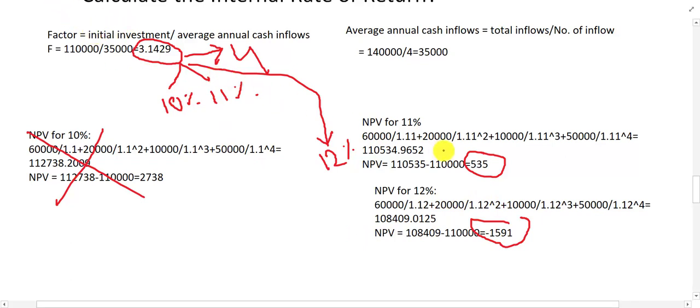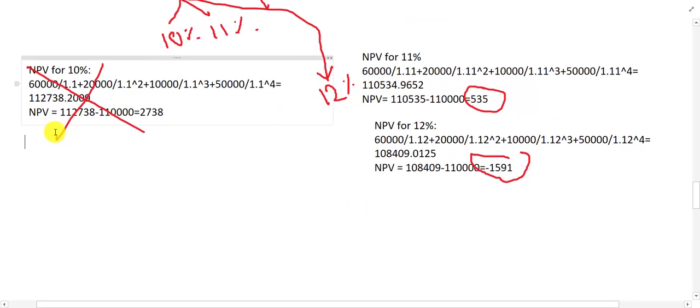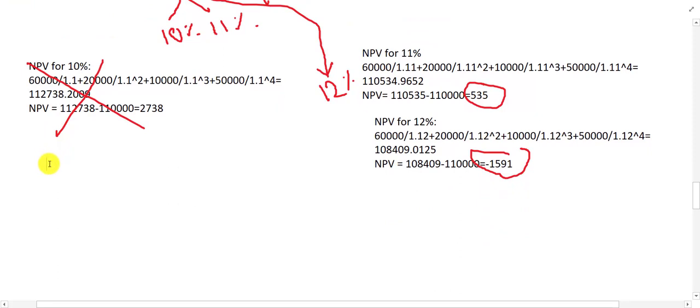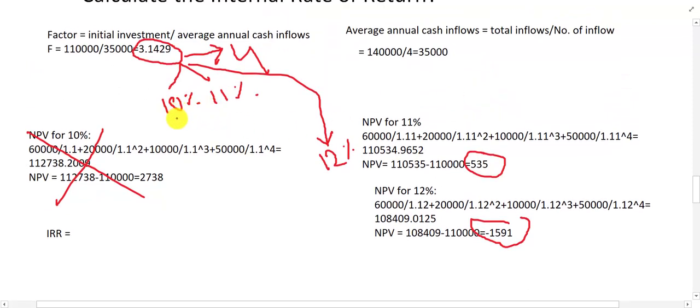Now we have positive and negative. Now we can apply the interpolation formula. What was the interpolation formula? IRR is equal to L plus. In this example, now L is equal to how many percentage? Previously L was 10 and H was 11, but it was not working, so we have changed the rate. Now this one is equal to L and this rate is equal to H, right? So we got two rates. So L is equal to 11 percentage.